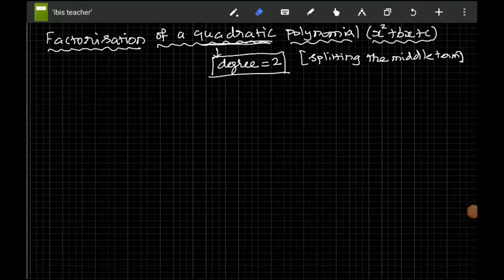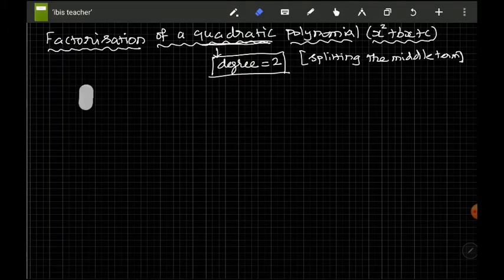In this video, we'll be looking at factorization of a quadratic polynomial. What is a quadratic polynomial? A polynomial of degree 2 is called a quadratic polynomial. Here we are going to look at factorization of a polynomial of the form x square plus bx plus c.